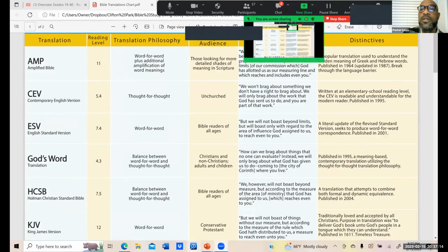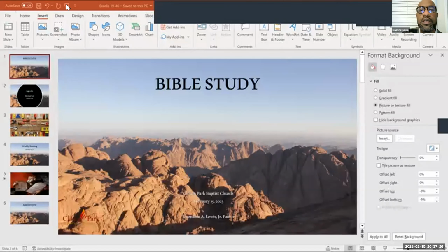I don't want this. This is not what I want. Can you all still see me? Okay, my Zoom was acting up for a second. So let me go ahead and share this again.